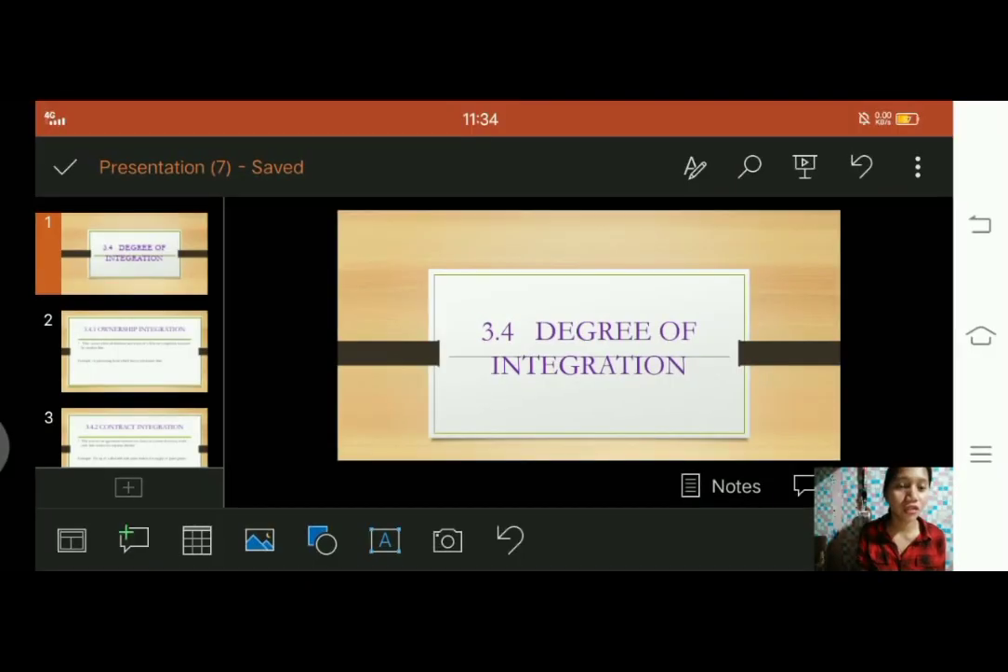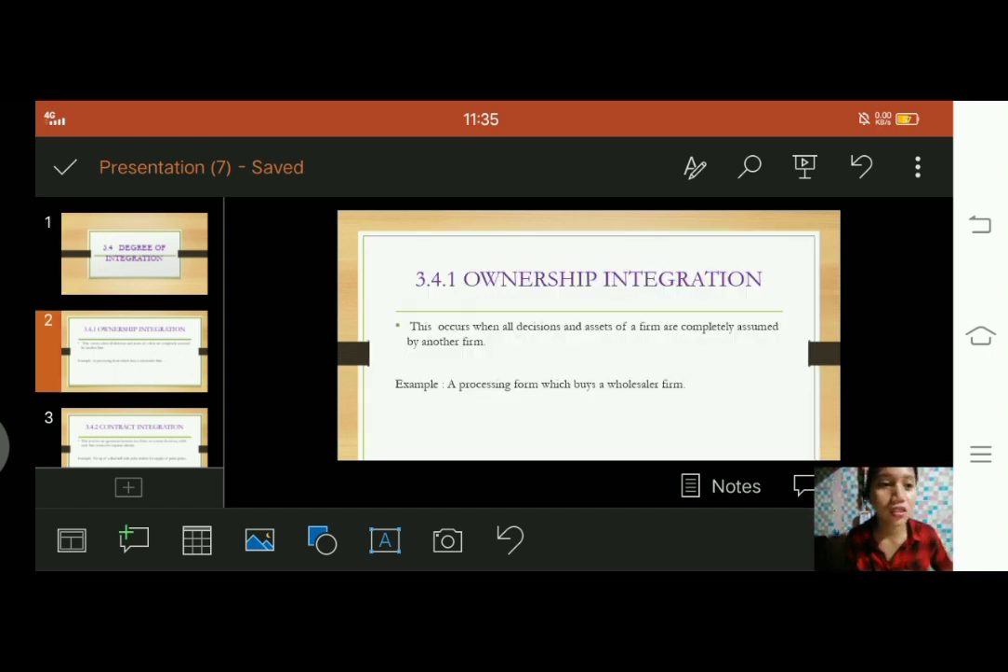Of integration. There are two types of degree of integration. The first one is the ownership integration or contract integration. Let's tackle the first, the ownership integration. This occurs when all decisions and assets of a firm are completely assumed by another firm. Example, a processing firm which buys a wholesaler firm.